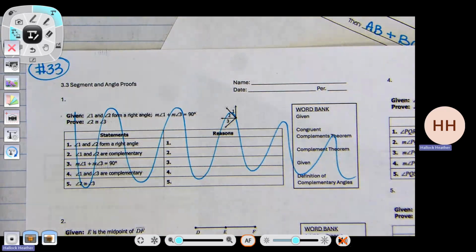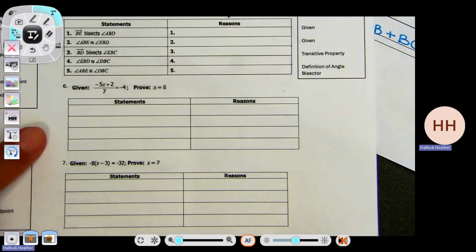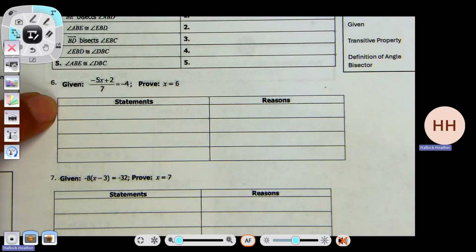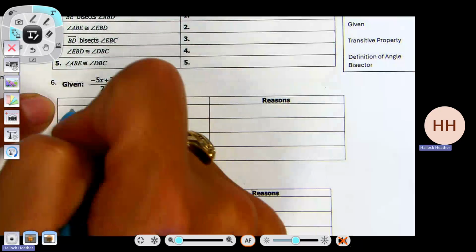Okay, which one should we do? Let's do 6, it's old. You guys should know how to do 6 and 7. Let's do 6 to refresh your brains. So this is from number 28. This is old stuff. What do you put in the first part? The equation, so the given part.